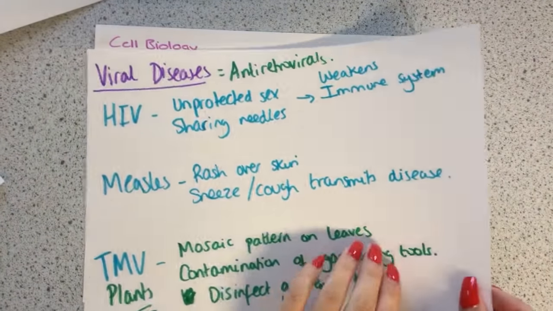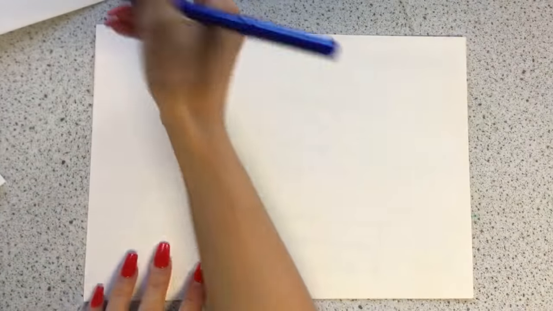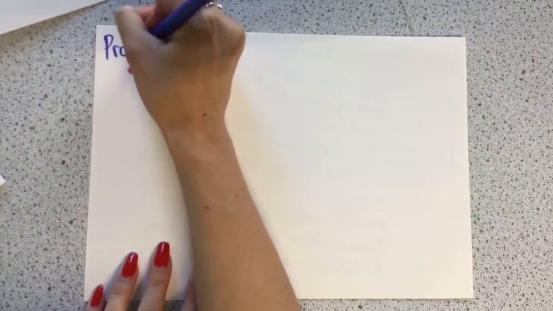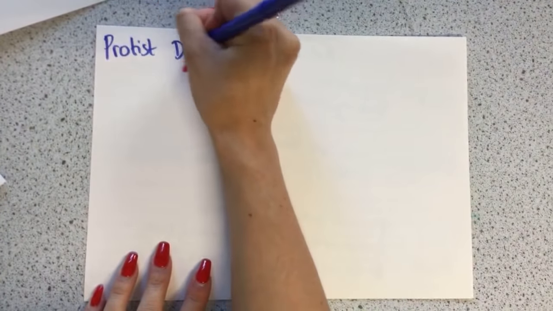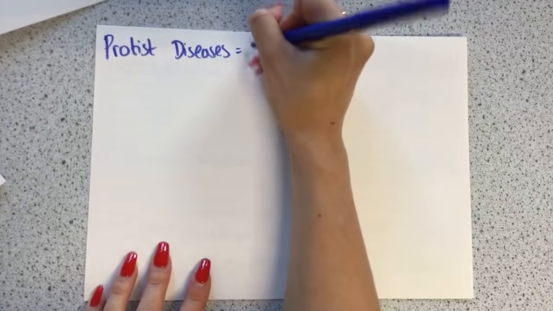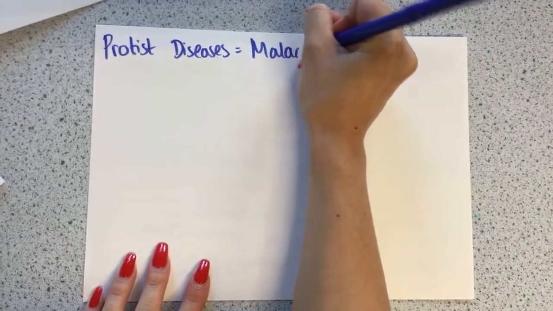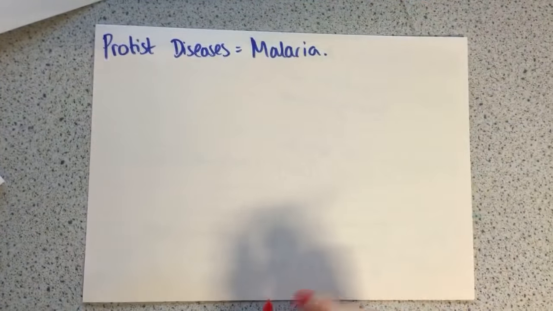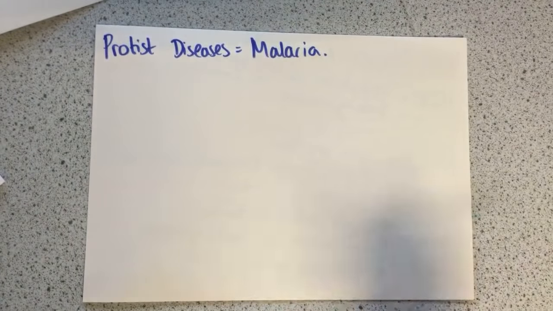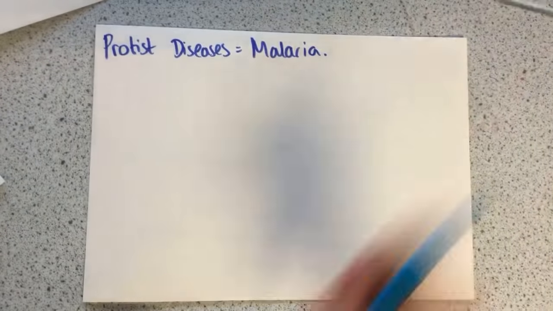Just turn this over. So next thing, I'm going to talk about protist disease. You only learn about one of those, which is malaria. Okay, and please remember, it's not a mosquito that causes malaria. The mosquito is the vector, which transmits it between people.